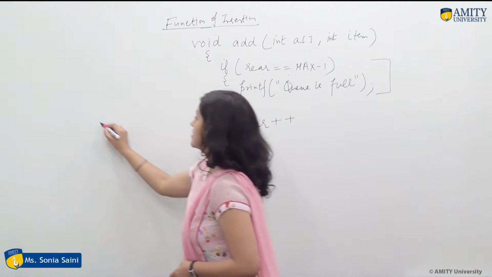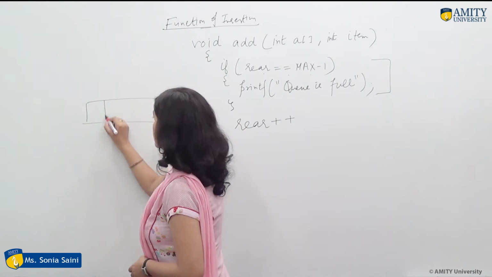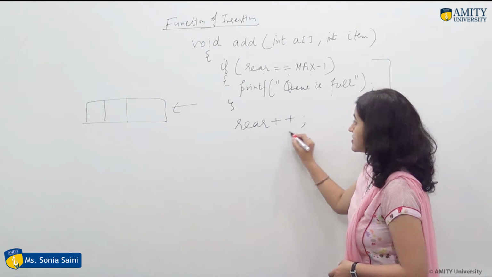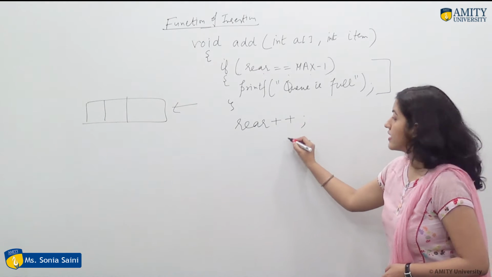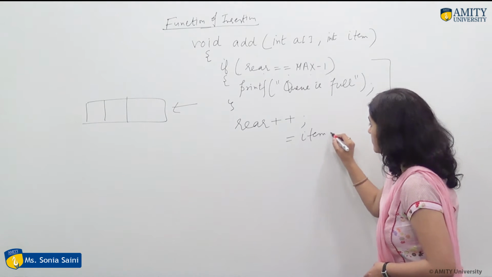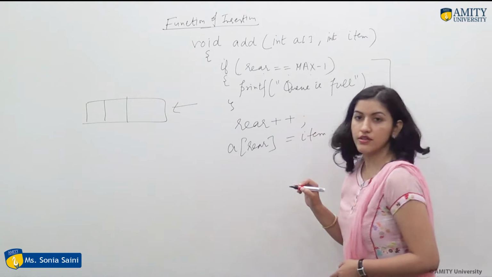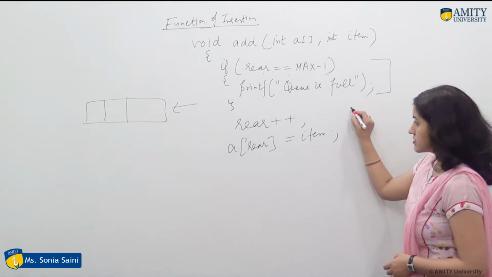Next, if there is a space at the rear end, then we simply write rear plus plus and add the item at the rear end of this queue. This is the second case.